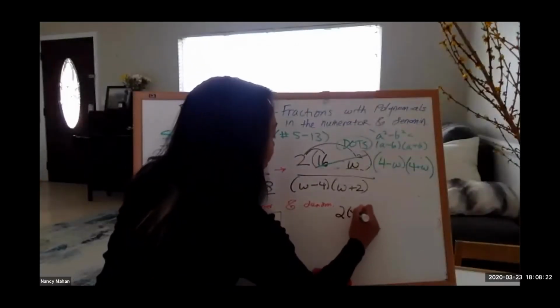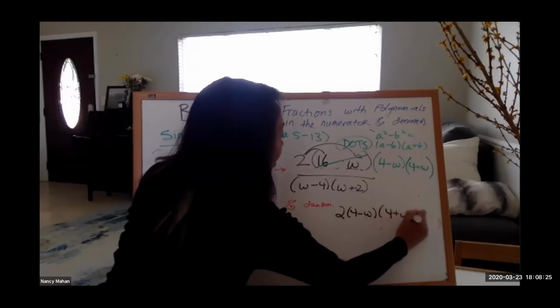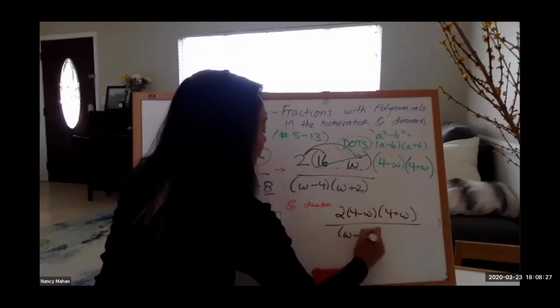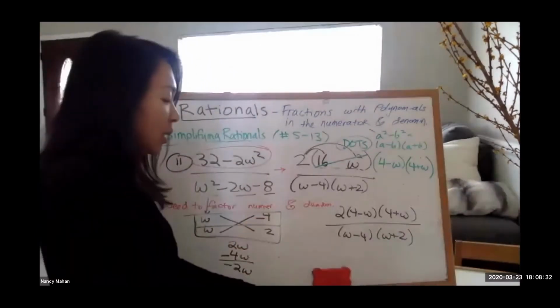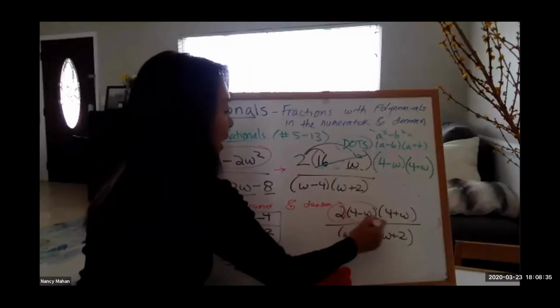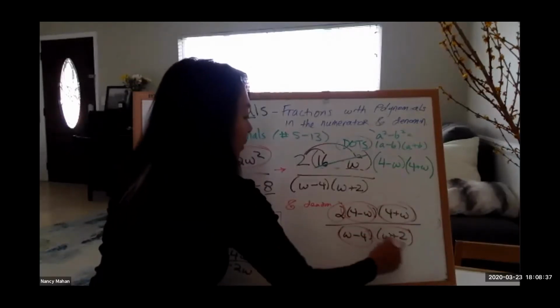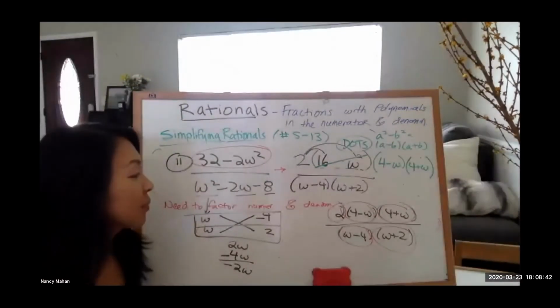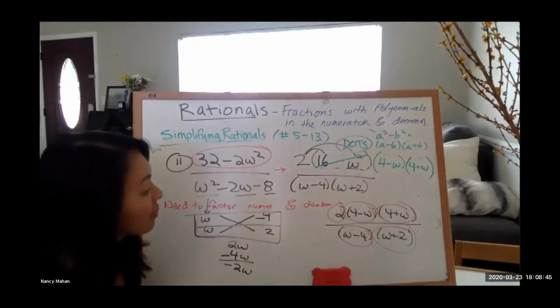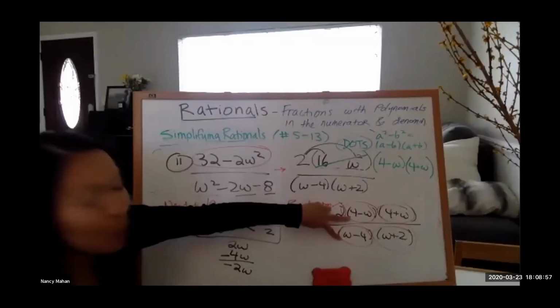So I have 2 times 4 minus w times 4 plus w, all over w minus 4 times w plus 2. So these are all factors now. I have factor, factor, factor, factor, factor. Do any of these factors look the same? Is there a 2? No? The 4 minus w and the w minus 4 are the closest thing. Great, so Alexis said the 4 minus w and w minus 4 look the same.